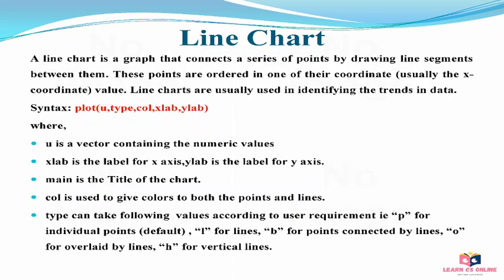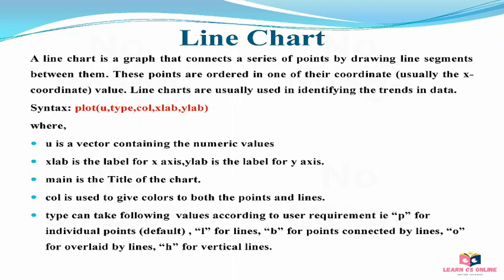A line chart is a graph that connects a series of points by drawing line segments between them. These points are ordered in one of their coordinates, usually the x coordinate value. More than one line can be drawn on the same chart by using the lines function.